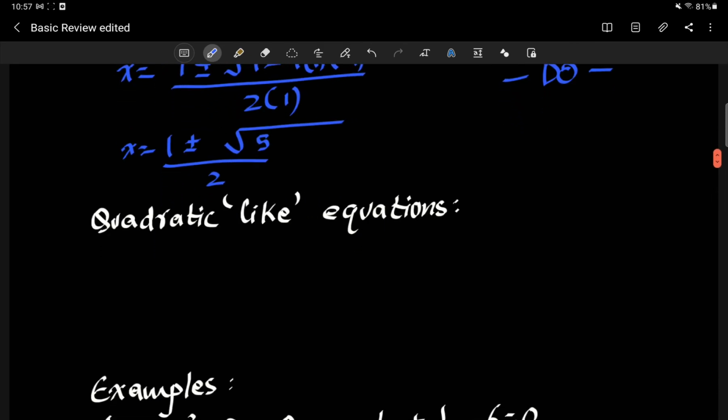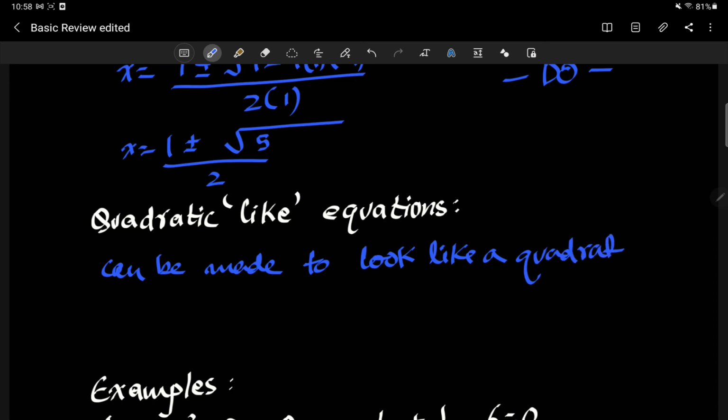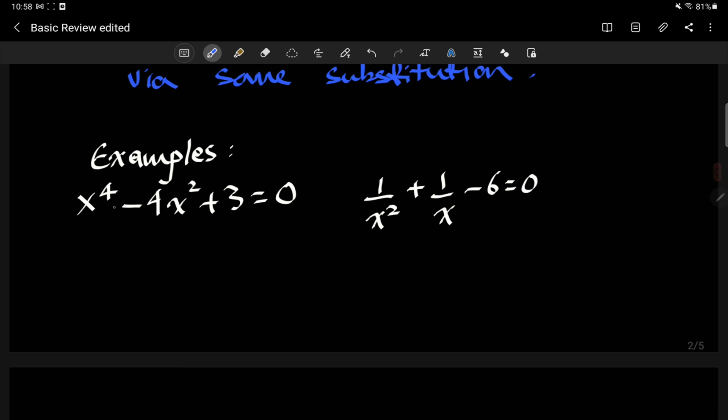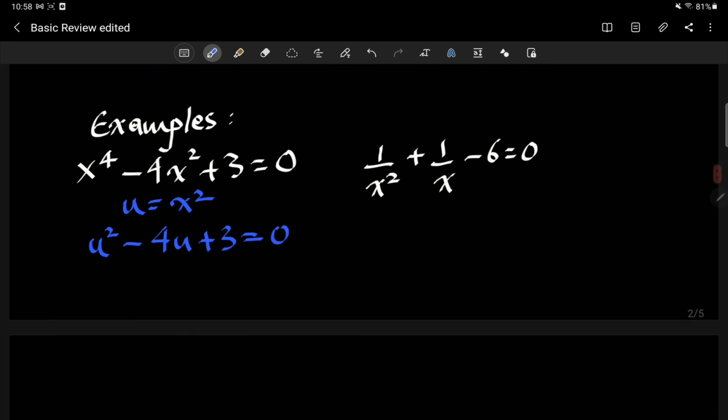Then there's also something called quadratic-like equation, meaning that it can be made to look like a quadratic via some substitution. Okay, so it's more like you're going to have to look for a pattern. For example, here I have an x to the power 4 and then I have an x squared. So if I substitute u equals x squared, this becomes u squared minus 4u plus 3 equals 0, which is now a quadratic in u.